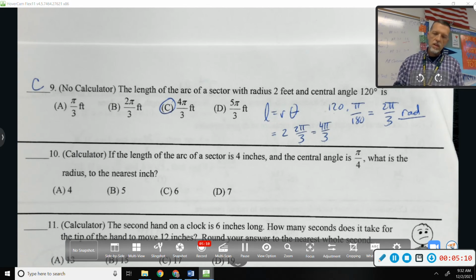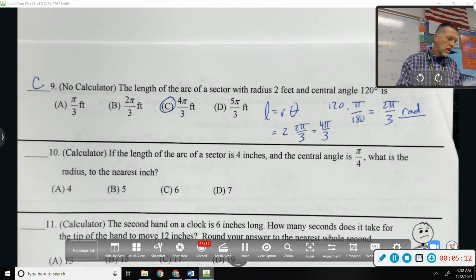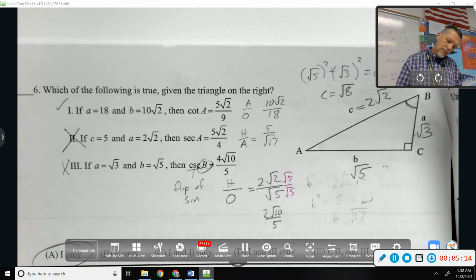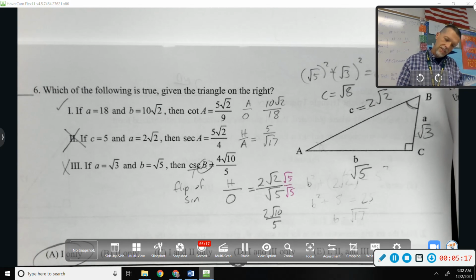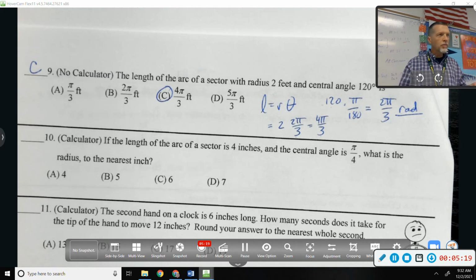Anything else from that? I guess the rest was coterminal stuff, and that's not really that hard. Add or subtract 360, add or subtract 2 pi, as many times as you like.